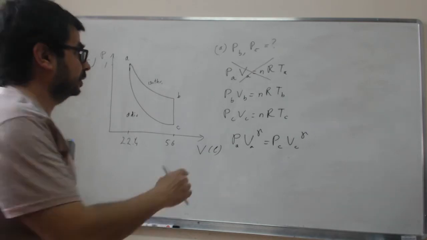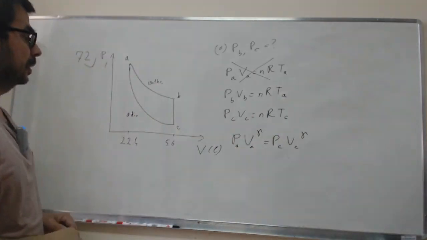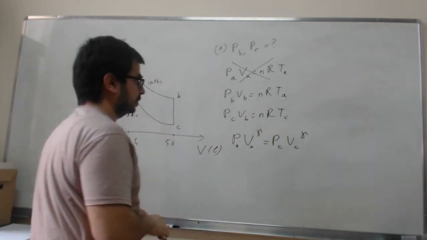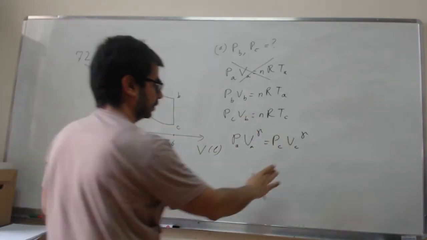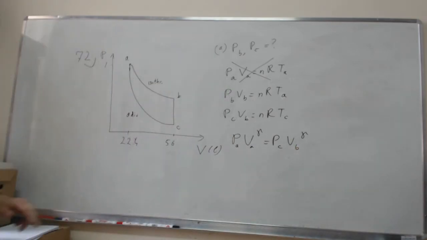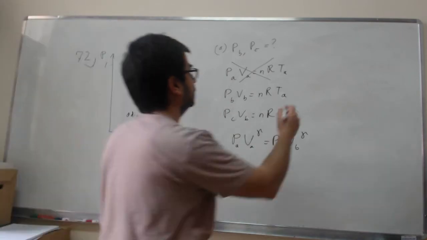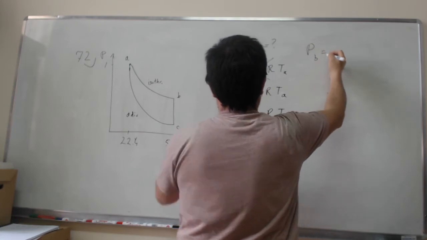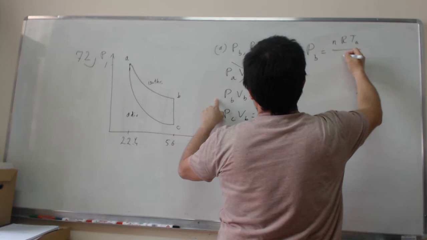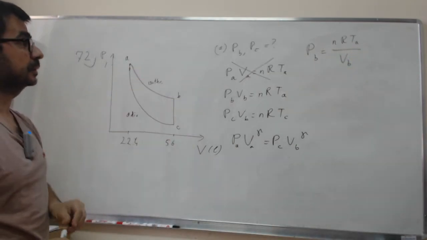Now this one, however, we can simplify a little bit. So TB is the same as TA, which is something we know. And then VC is the same as VB. So let's just reduce the number of unknowns. So this is also VB. So they're asking for PB. So it's just this, right? So PB is, from here, nRTA divided by VB. Right? VB is something we know. It's 56 liters, and everything else is something known.